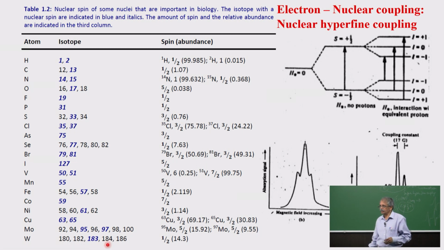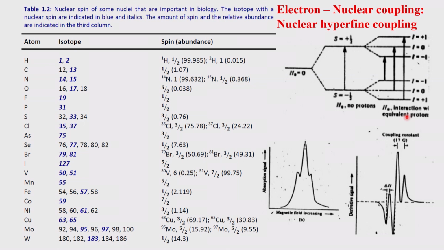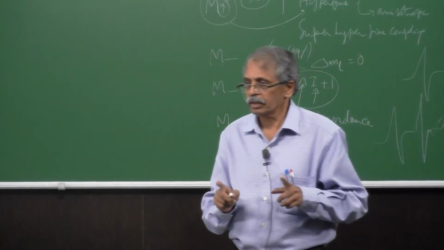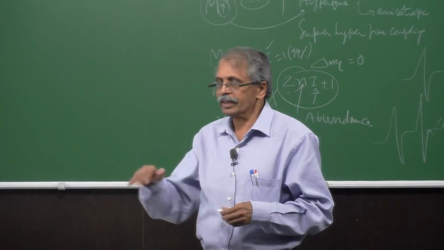So if you take tungsten, yes, 14% with a half, very good. Now what are the things differing? The value of spin will change this. That means the number of lines coming up. The other is the abundance. So these two together will become a signature pattern. Nothing else will match with that.